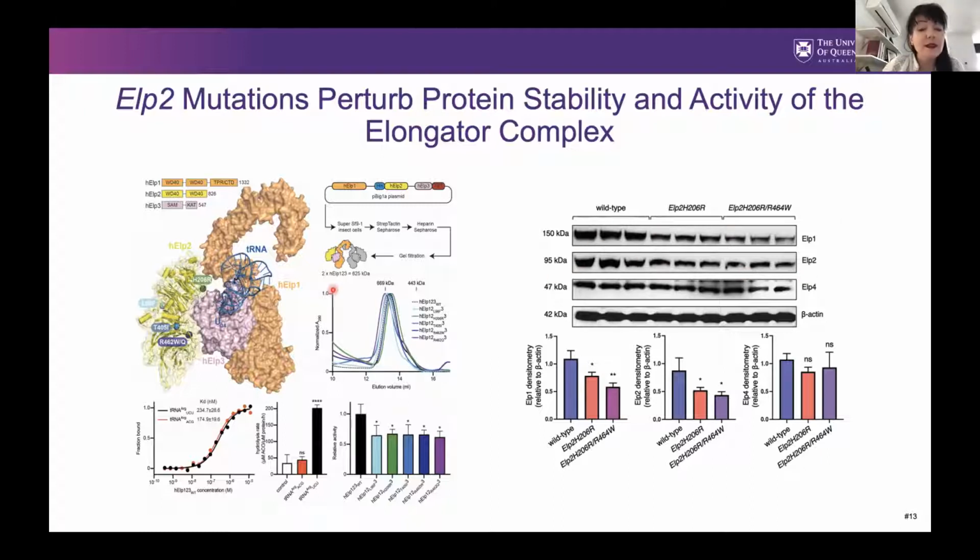Then we performed in vitro assays where we analyzed the affinity of the complex for binding tRNA, and acetyl coenzyme A hydrolysis, which is an important step in the catalytic reaction where these moieties are added to tRNAs. We found that when the mutations are present, there is a reduced affinity to tRNAs and reduced activity of the complex in terms of acetyl coenzyme A hydrolysis.